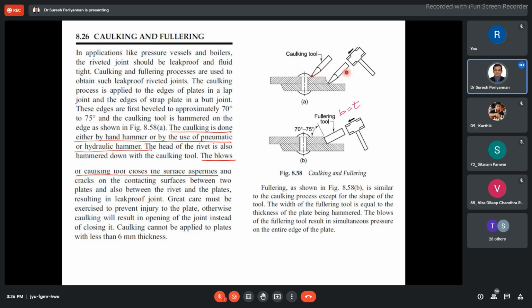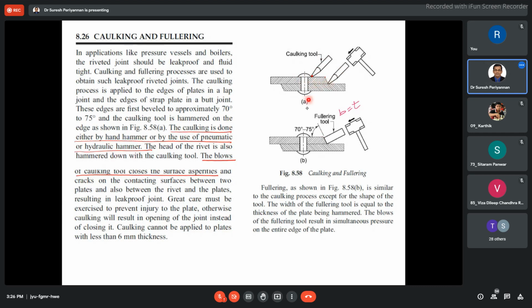Now what is a fullering tool? See here, the asperities between the rivet head and the plate get closed. Similarly, the gap between the two plates in the lap joint is closed with the help of the caulking tool. Then the gap is avoided, and an airtight and fluid tight joint can be obtained.